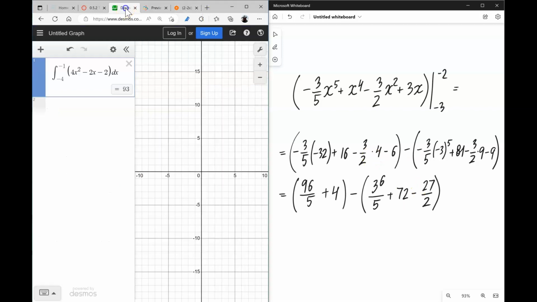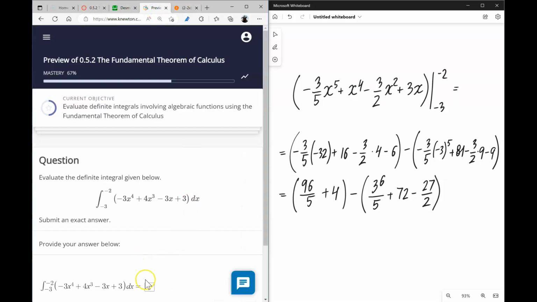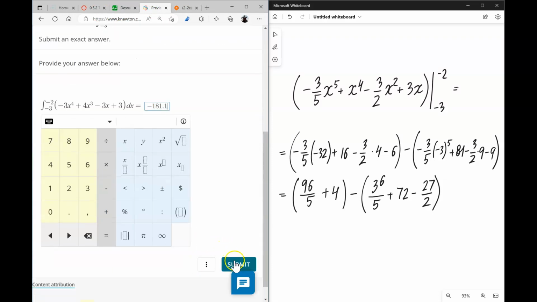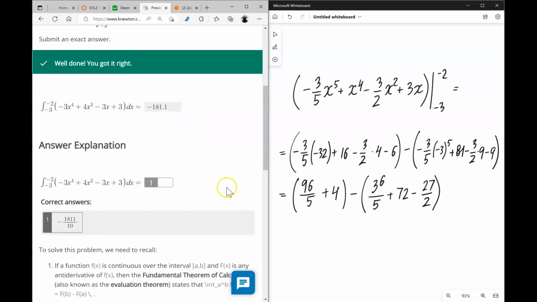And I'm not doing this by hand, so let's just use decimals. 96 over 5 plus 4 minus 3 to the power 6 divided by 5 plus actually minus 72 and plus 27 over 2. The answer is negative 181.1. Negative 181.1. Let's see if it works. And of course it does.